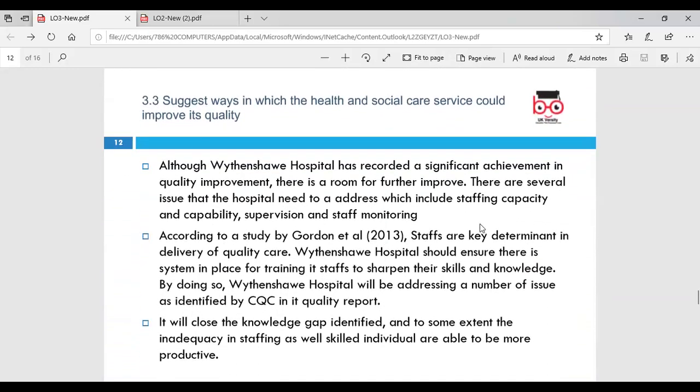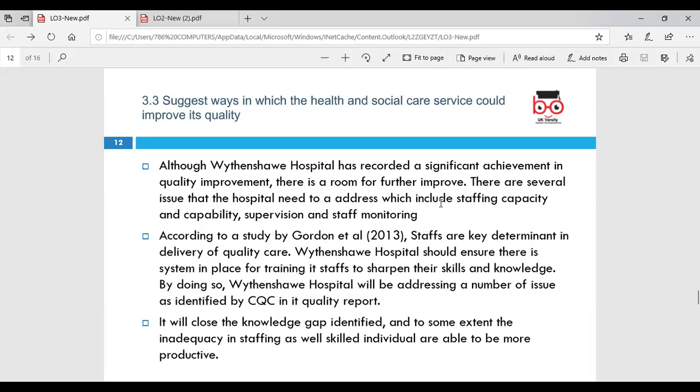So what are the ways suggested in which health and social care services could improve their quality? This hospital, according to CQC, has recorded a significant achievement in quality improvement. There still is a need for further improvement in order to achieve better quality. There are several ways in which you can achieve this objective, because several issues were highlighted, which included staff capacity, capability, supervision, staff monitoring, and use of proper procedures, and whether those procedures are being followed properly or not. According to a study in 2013, staff are key determinants in delivery of quality care. So if you work upon the staff, you actually improve the quality.